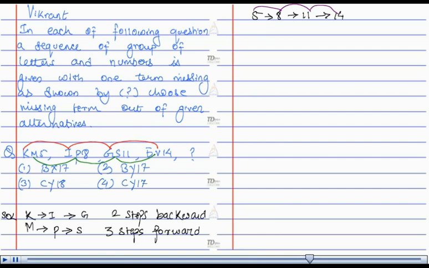So the next term will follow K, I, G. After G, if we move 2 steps backward, we get C. After M, P, S, if we move 3 steps forward again, it will be Y. And after 14, if we move 3 steps forward, it will be 17. So the answer will be CY17. The answer obtained from the options will be the 4th.